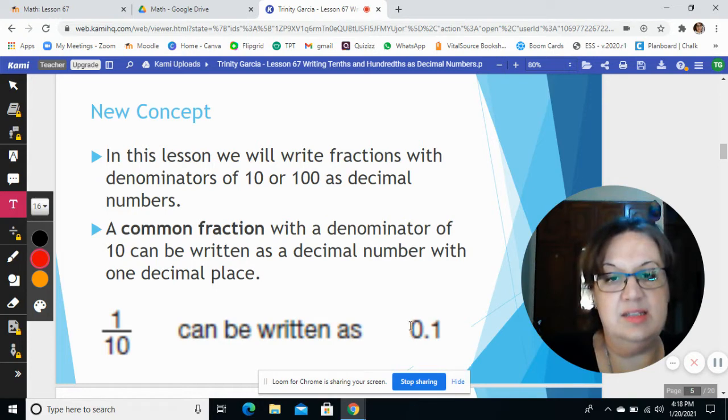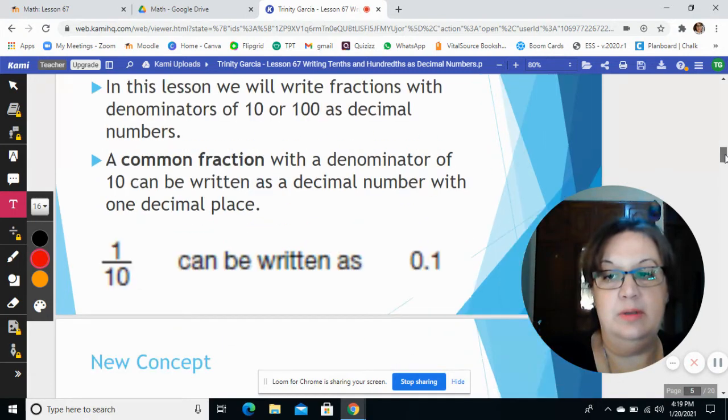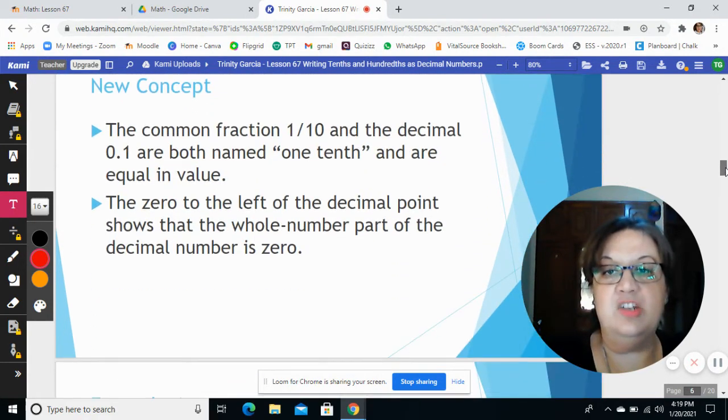So here is 0.1. It is the same as 1/10 because remember that this decimal place is the tenths, right? When we talked about it with money, that's where the dime would go. Okay, so that's 1/10. So we would say 0.1. The common fraction 1/10 and the decimal 0.1 are both named 1/10 and are of equal value. The 0 to the left of the decimal point shows the whole number part of the decimal is 0. Okay, so there is no whole number, so that's why there's a 0 there.